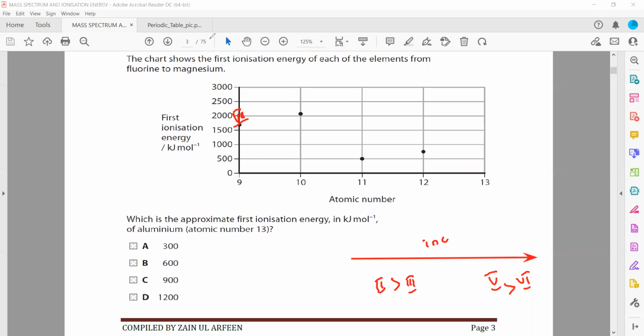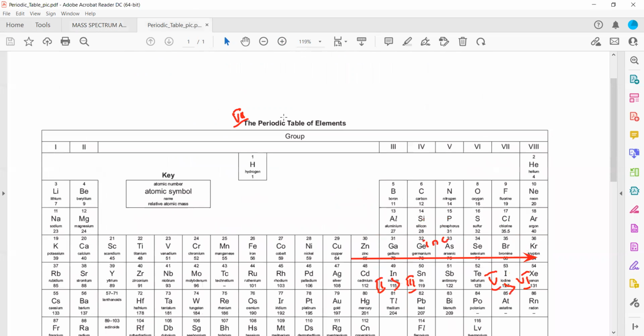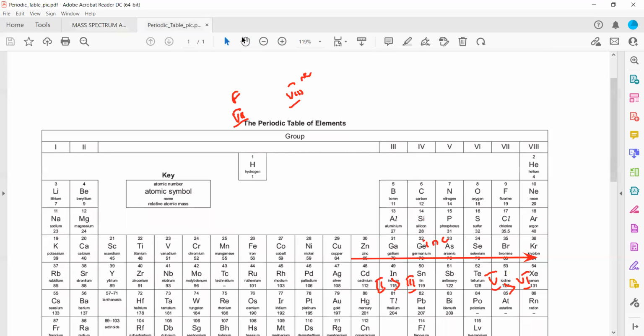After fluorine, when you check the periodic table, here is the periodic table. So after fluorine, we'll have neon. So this one is for neon, a Group 8 element. Then after neon, we'll move to another period.